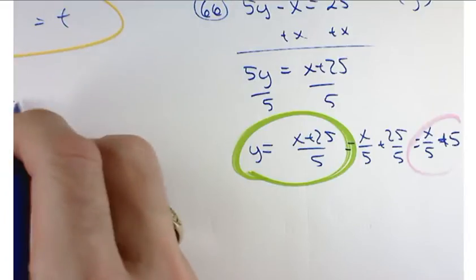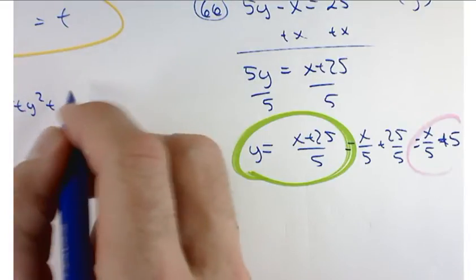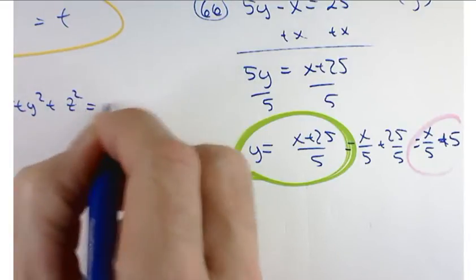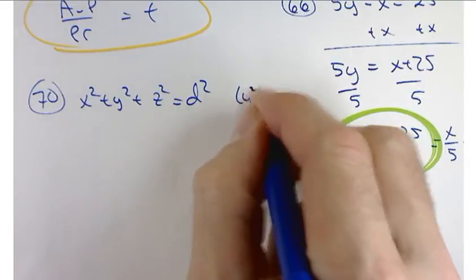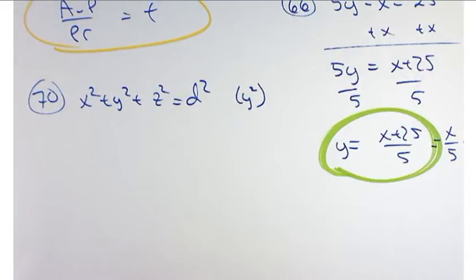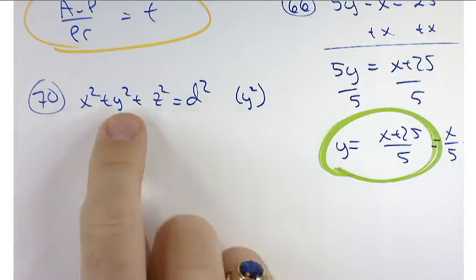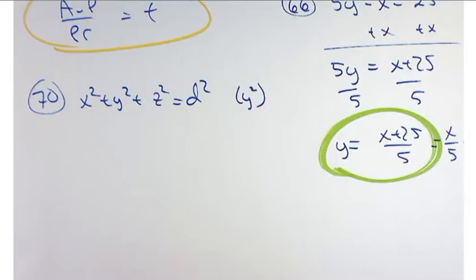x squared plus y squared plus z squared equals d squared. And we're asked to solve for y squared. So what's different about this one is that you're not actually asked to solve for a variable in particular, but the square of a variable. So a little different. We're going to do this in one step. Let's just get rid of this problem right away.